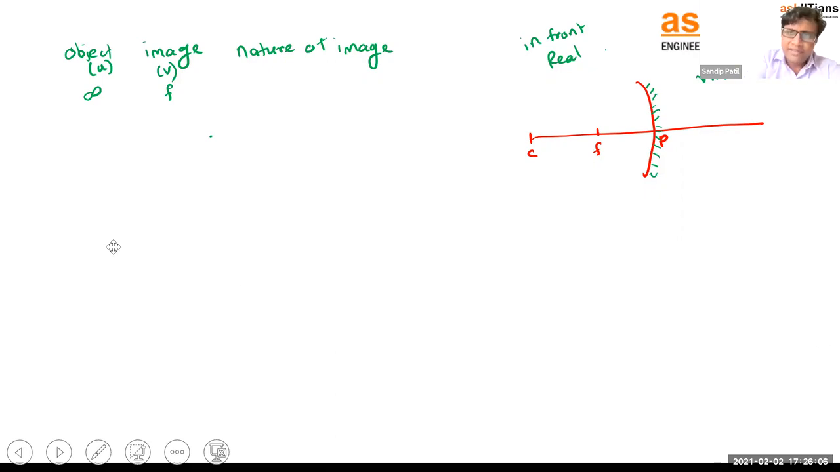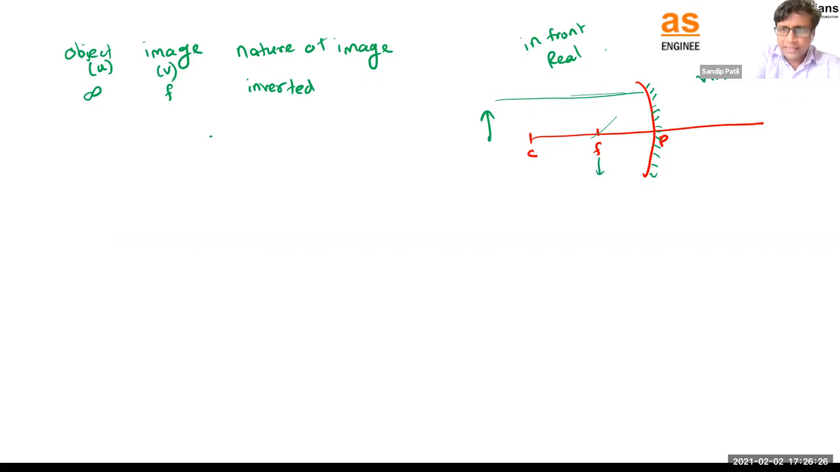When we keep the object at infinity, very long distance, rays will come something like this, and we are going to get the image somewhere here. So we get the image at the focus point. And remember the nature of the image: it is inverted, which means upside down. If you keep the object like this, you get the image something like this. It is on the real side, so it is real, and it is highly diminished, which means very small. This happens when you keep the object at infinity.